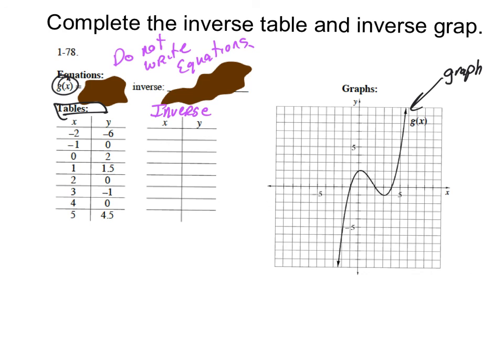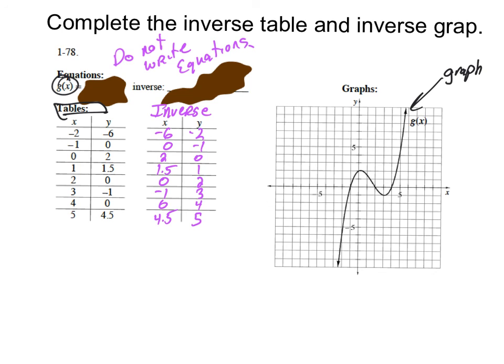And here is what we are looking at for our new table. Swap your x's and y's: -6, 0, 2, 1.5, 0, -1, 0, 4.5, and a -2, -1, 0, 1, 2, 3, 4, and 5.